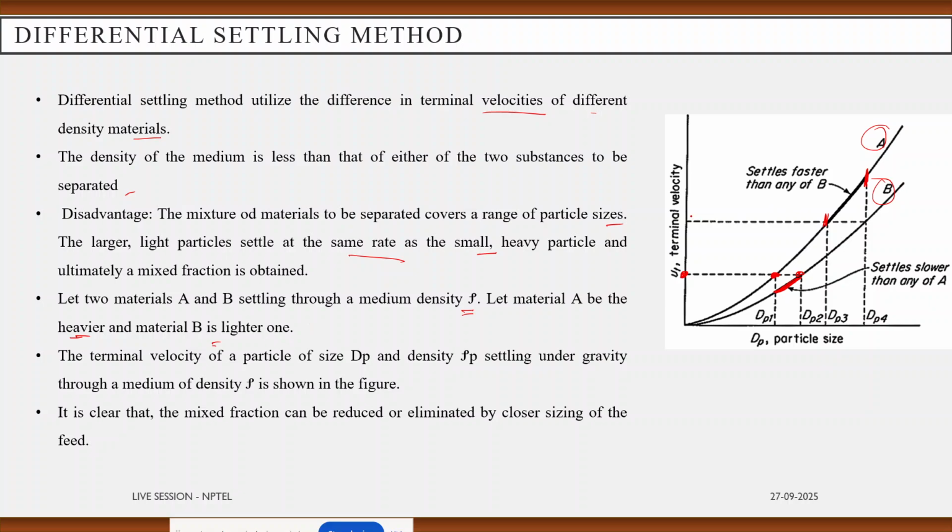Similarly, when you go up and the terminal velocity again increases, you reach a point where both terminal velocities are equal, but in this range the terminal settling velocity of particle A is higher than that of particle B. So in this region also you will get a much faster differential settling velocity of all the size ranges of particle A than particle B. So if you choose the feed size between this range or this range, you will get a very clear sorting between particle A and particle B.